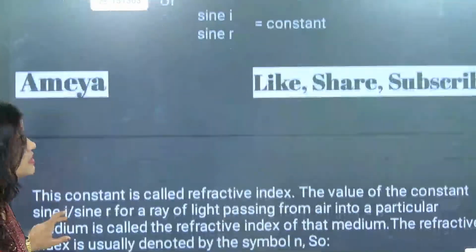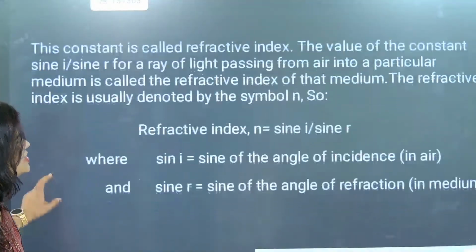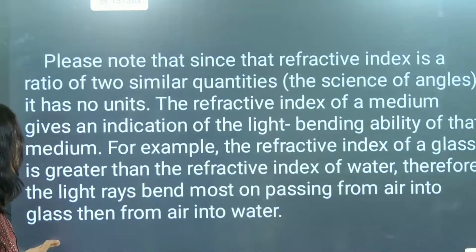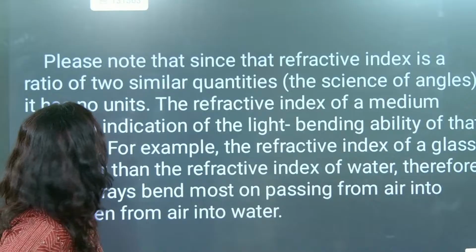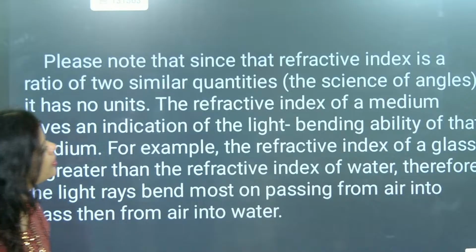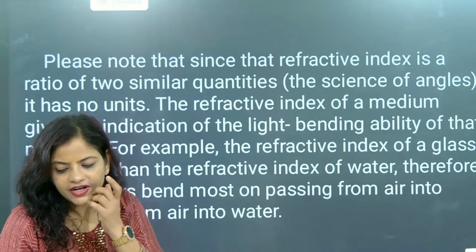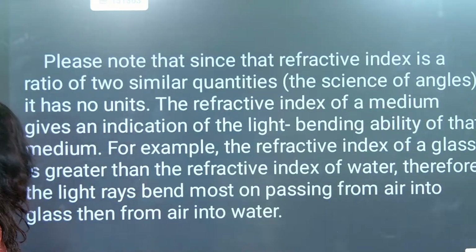Now, beta, this is exactly one part we have learned: sine of angle of incidence and sine of angle of refraction. Please note that since refractive index is a ratio of two similar quantities, it has no unit. That part I have also discussed. Now, without wasting time, we are going to solve some questions.